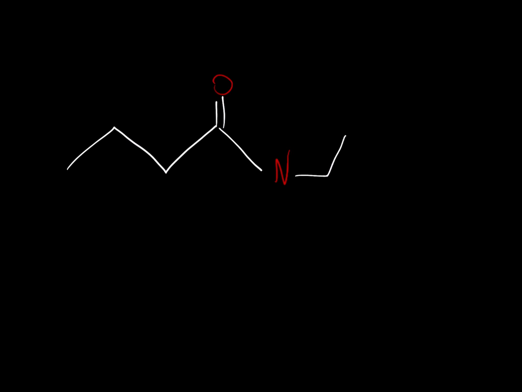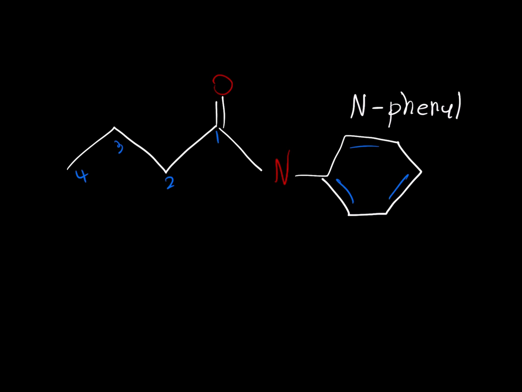Now, what if we have the benzene ring as a substituent of the nitrogen? What do we do in that case? So the name of this substituent is going to be called N-phenyl. And the main chain is going to have 4 carbons, so it's going to be called a butanamide. So we put N-phenylbutanamide.